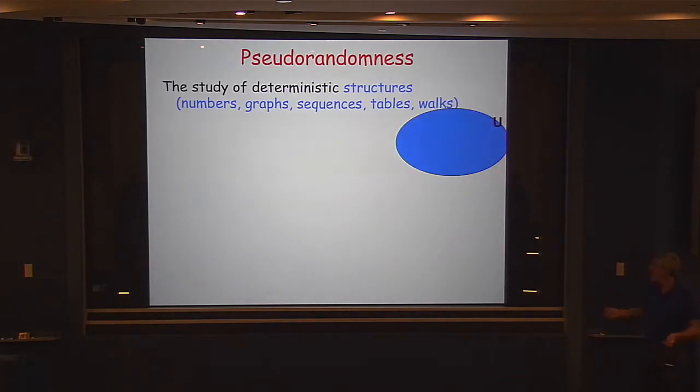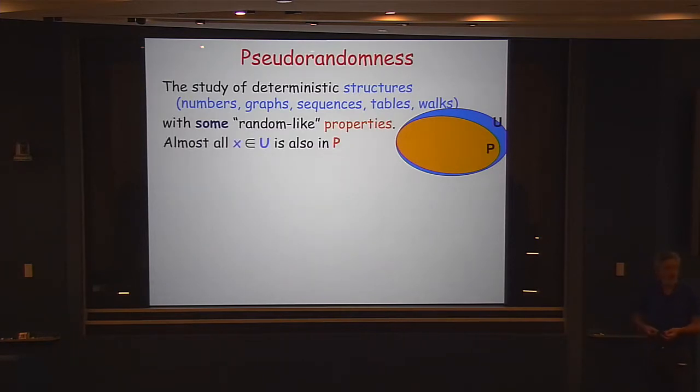So you have this universe of structures, and what we will call a pseudorandom or random-like property is a subset of the universe, simply anything that occupies almost the whole space. Or again, a random-like or pseudo-random property is something that is shared by almost all elements in the space. Why do we call it pseudo-random?